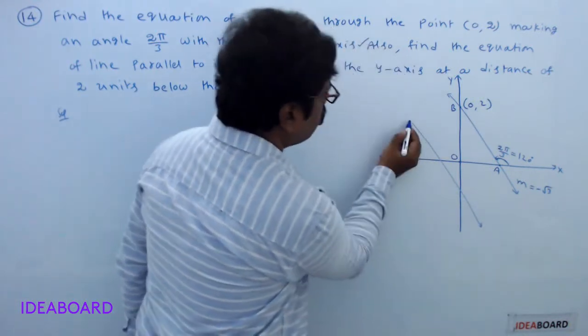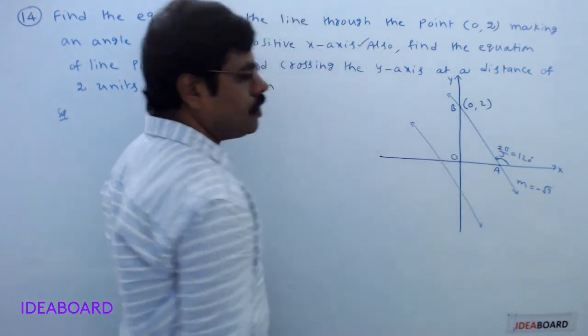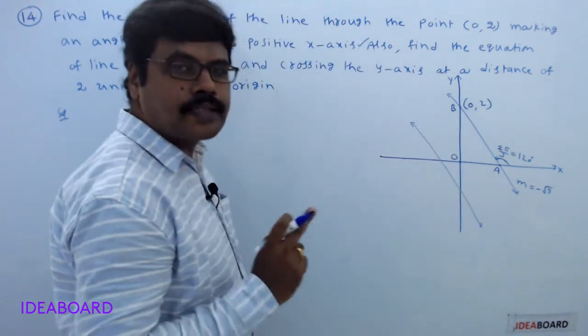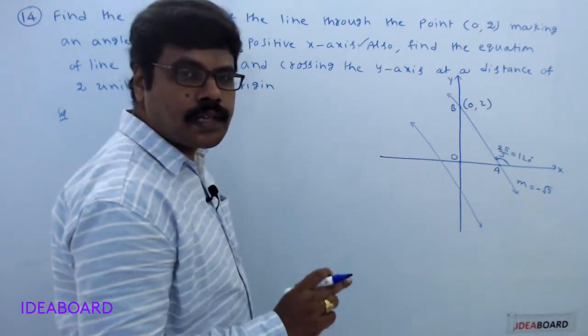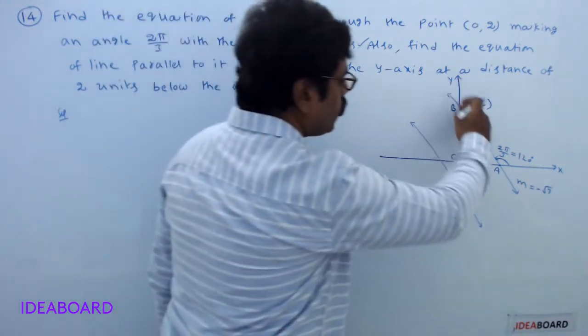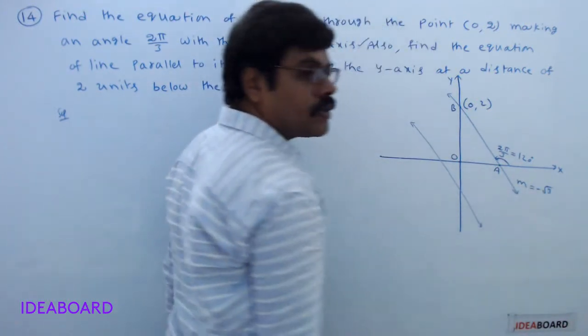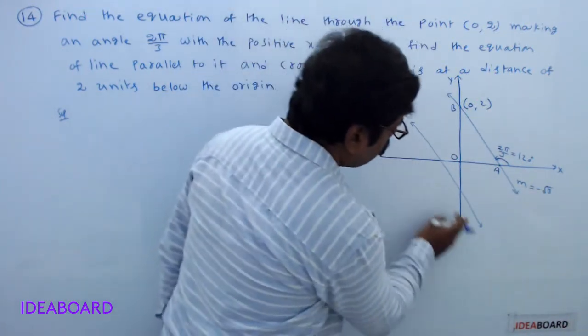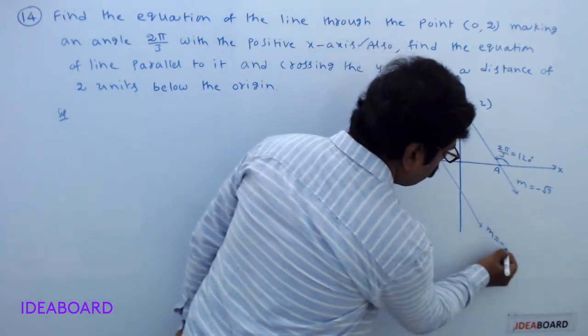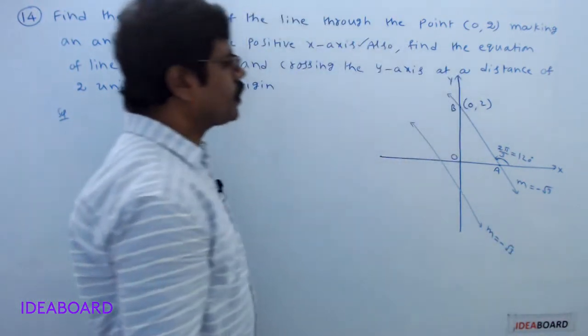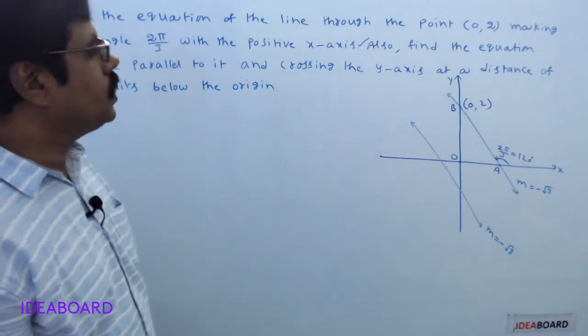Suppose this is the line parallel to line AB. If two lines are parallel, then their slopes are equal. We already found the slope of the line AB, that is minus root 3. So the slope of this line is also minus root 3. Now what is the given condition?